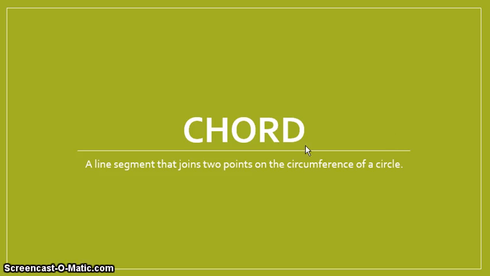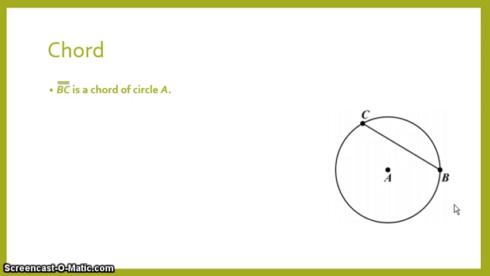A chord is a line segment that joins 2 points on the circumference of a circle. BC is the chord on circle A. The reason I'm calling them circle A, circle B, circle C is because of the names they've got in the middle here. The middle point is always going to be the name of the circle. And a chord can pretty much go anywhere across the circle except through the middle. That would be the diameter.